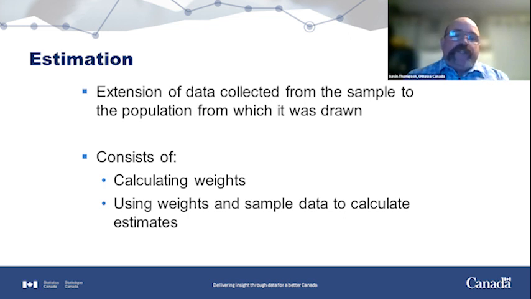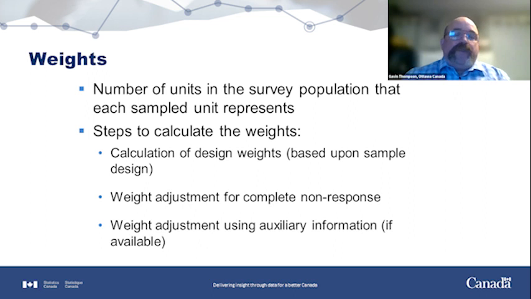So we need to calculate weights, and then use these weights and the sample data to calculate estimates. The weights are simply the number of units in the survey population that each sampled unit represents. The steps to calculate these weights are: first, calculate a design weight, which we'll see in the next couple of slides; then adjust for complete non-response; and if possible, make weighting adjustments for auxiliary information if we have any available. Let's continue.